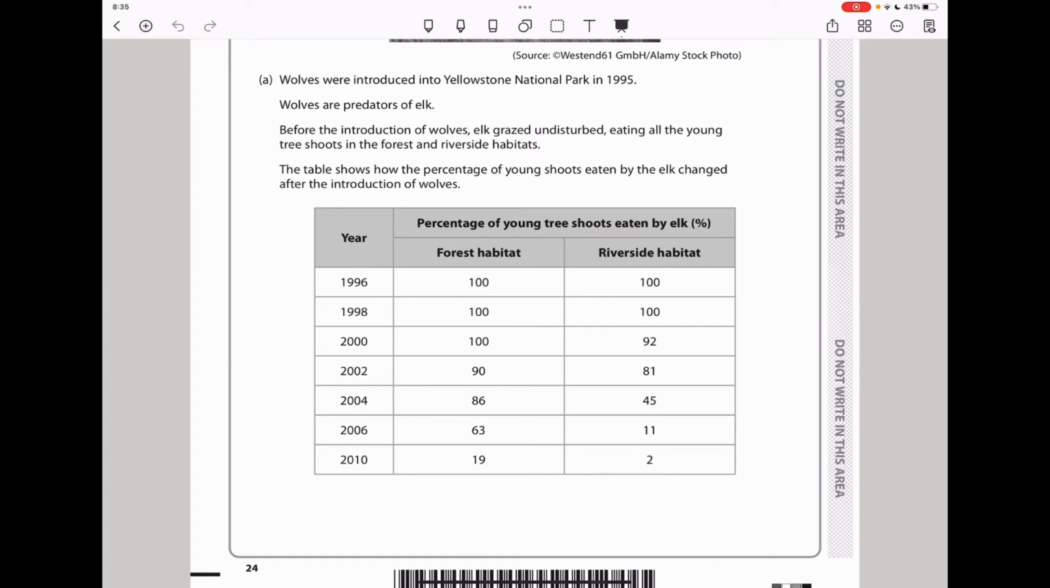Of course, maybe the wolves were also there because it's a riverside. There is water, so there are many predators around this area. So the decrease here was bigger in comparison to the decrease that occurred in the forest habitat, where we expect there were fewer predators in comparison to the riverside habitat. So there is a greater decrease in the percentage of young tree shoots eaten by the elks in the riverside area than in the forest area. So that is what I see overall.